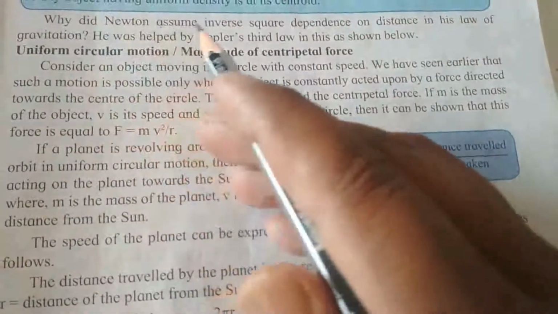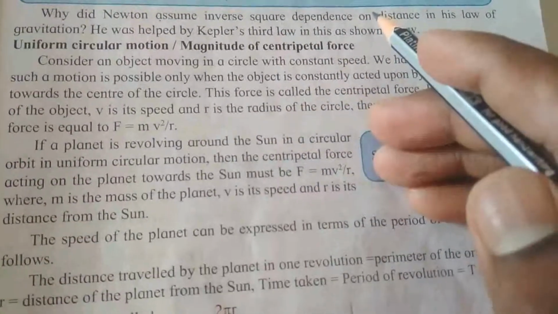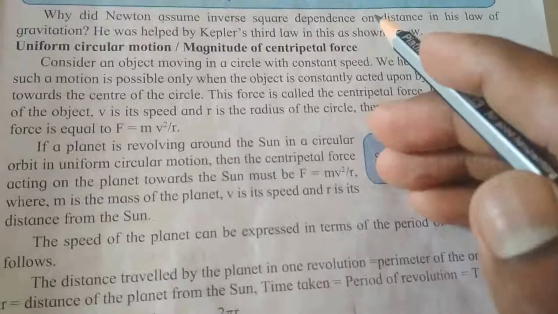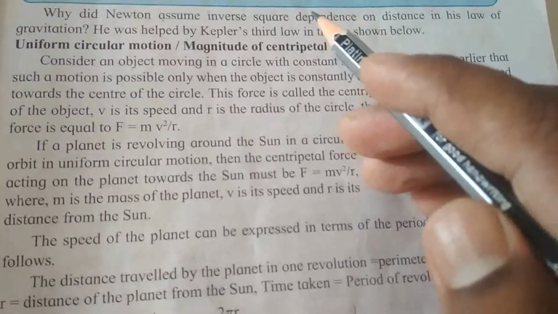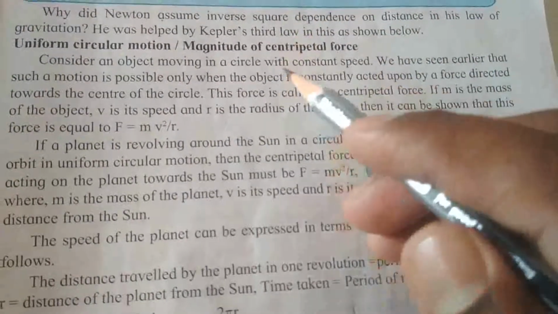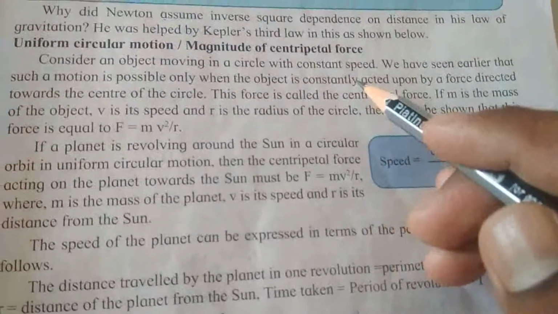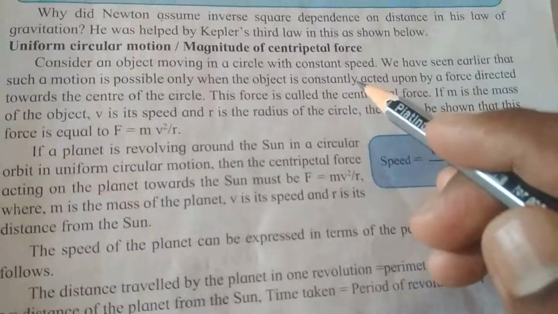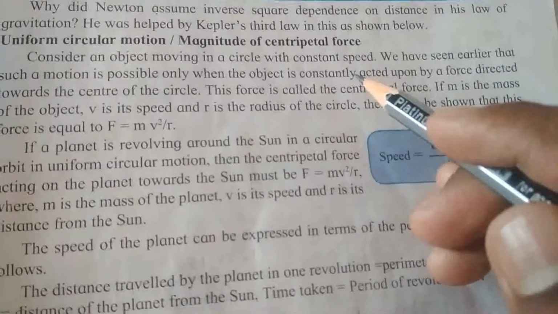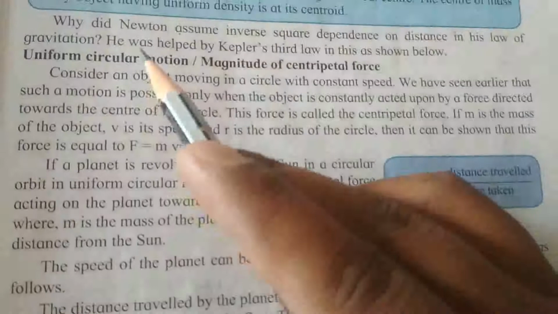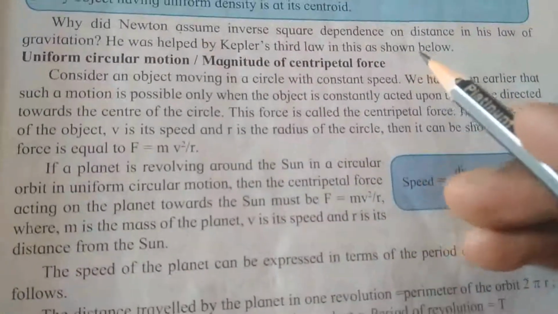So why did Newton assume inverse square dependence on the distance in his law of gravitation? In the last video we studied about Newton's universal law of gravitation. So what is the universal law of gravitation? Every object in the universe attracts every other object with a definite force, and this force is directly proportional to the product of the masses of the two objects and is inversely proportional to the square of the distance between them. Newton was helped by Kepler's third law in this, as shown below.